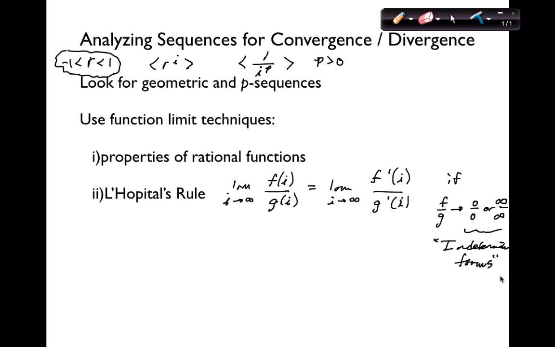So to help you determine what it is, you can take the derivative of both and take the limit of that sequence. The limit of that sequence will be the same as the original sequence, but only in the case when you have an indeterminate form, 0 over 0 or infinity over infinity, as i gets big. So maybe a situation where we have to do it again? Yeah, you might have to do it again. If this is 0 over 0 or infinity over infinity, you can take the second derivatives of f and g. Yep.